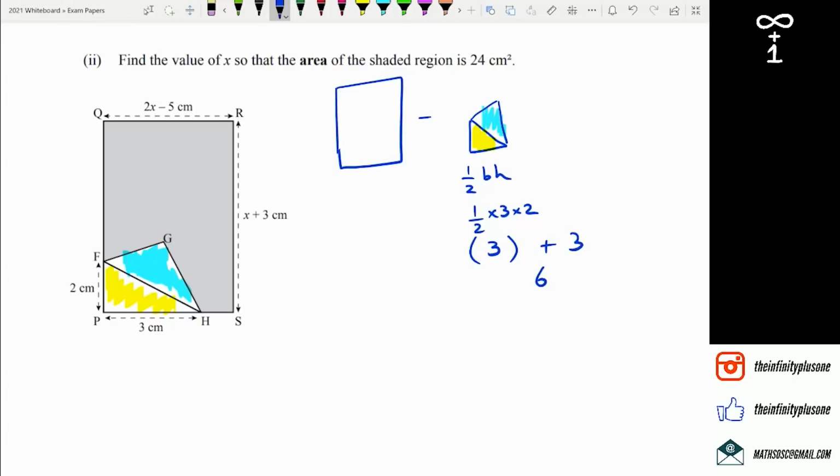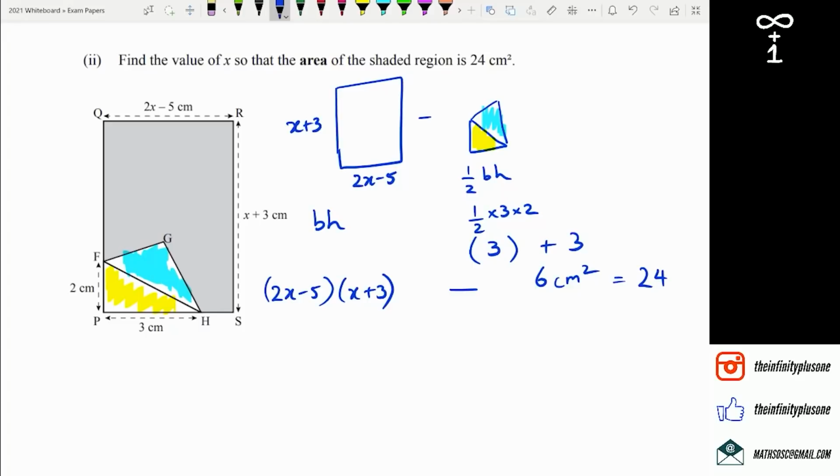So the blue part and the white part are equal, and the blue part and the yellow part of the two triangles actually add up to 6 centimeters squared. Now if we look at the big rectangle, our base is 2x minus 5 and our height is x plus 3. So working out the area for that is base times height, which is 2x minus 5 multiplied by x plus 3. And we take away the 6 centimeters squared, which is all going to give us 24 centimeters.